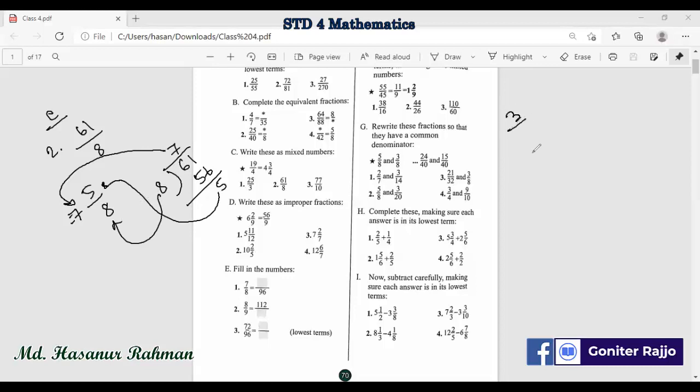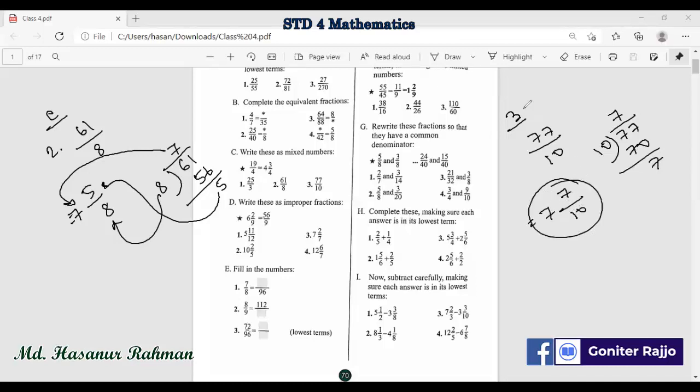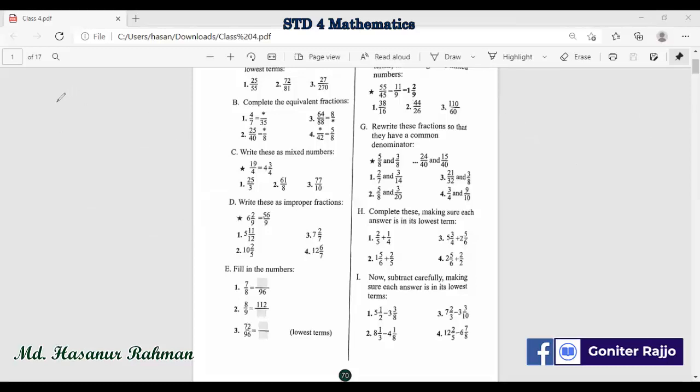Number 3, that is 77 divided by 10. So if we divide 77 by 10, we will get 7 times 10, that is 70. So what will be our remainder? 7. So our answer should be 7 whole 7 by 10. Very simple one. Now number D. Number D says write this as an improper fraction. So number 1, 5 whole 11 by 12.